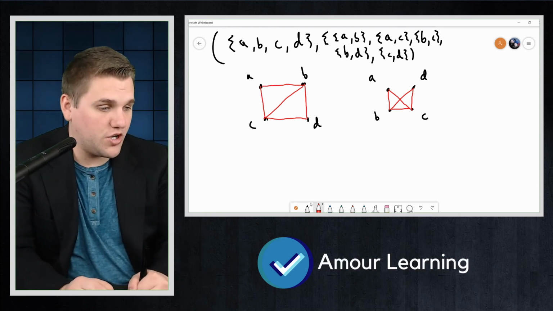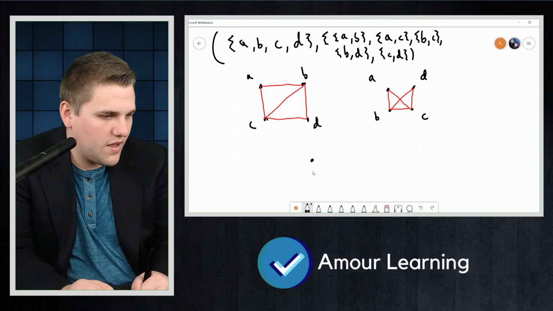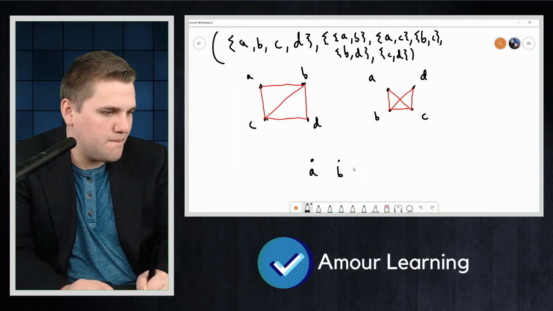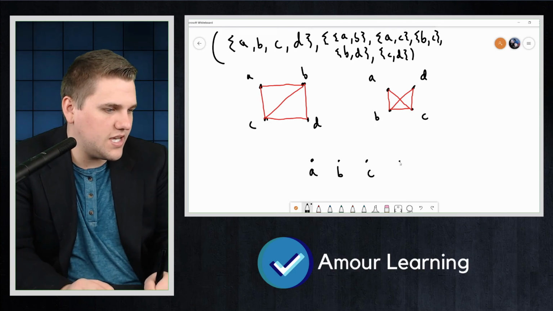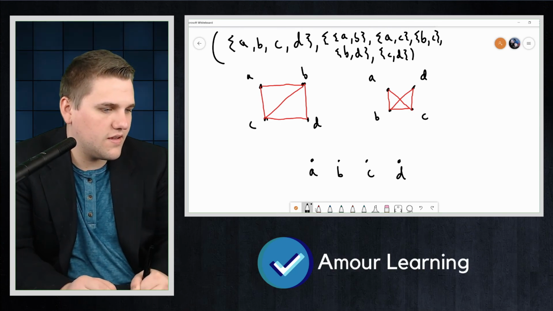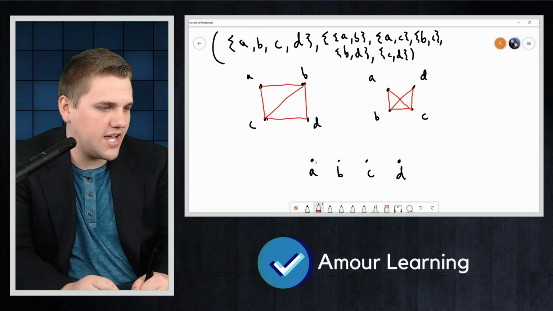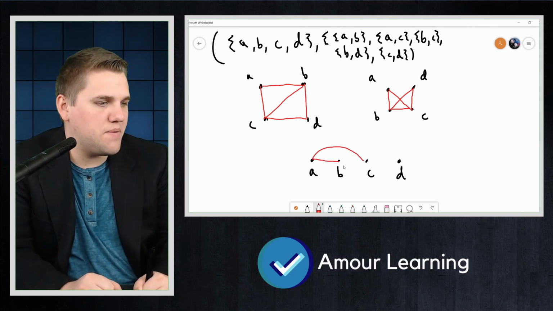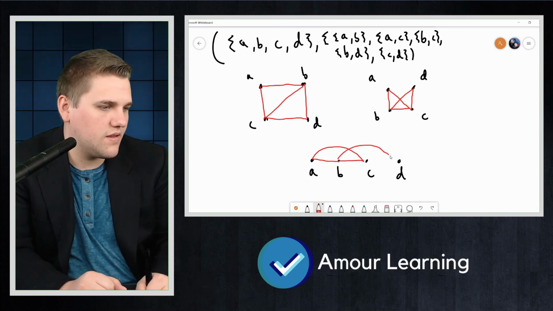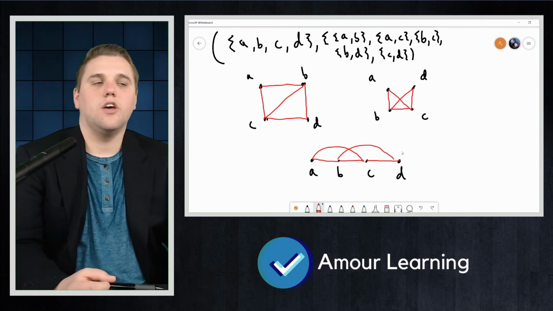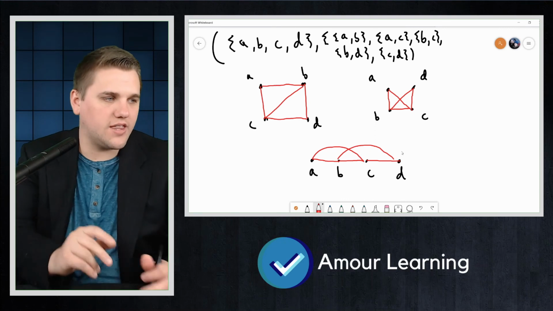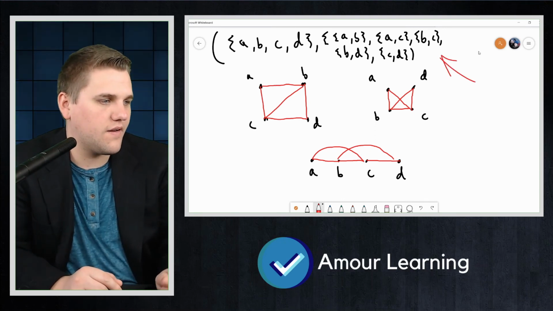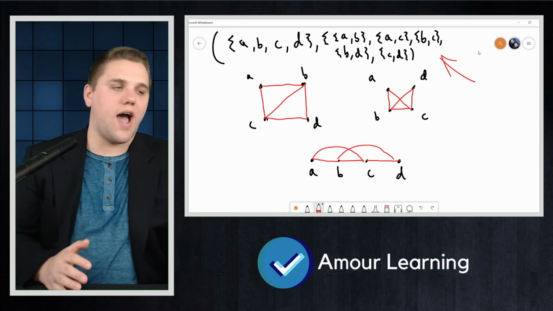Here's another example. We could do A, B, C, D. And so in this case, A is connected to B, A is connected to C, B is connected to C, B is connected to D, and C is connected to D. So these are all different ways of drawing the same graph here. They're all the same graph.